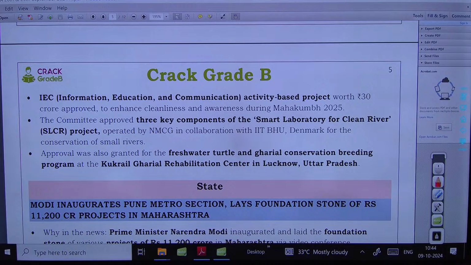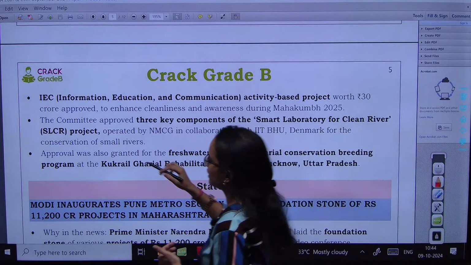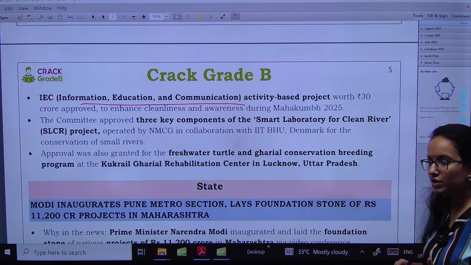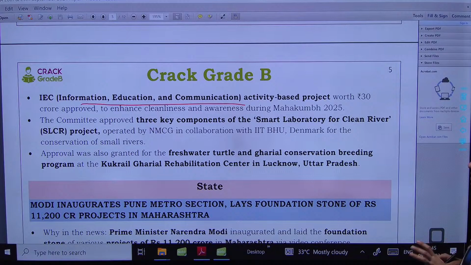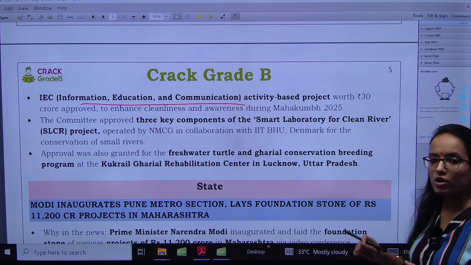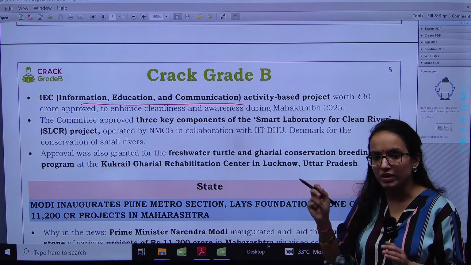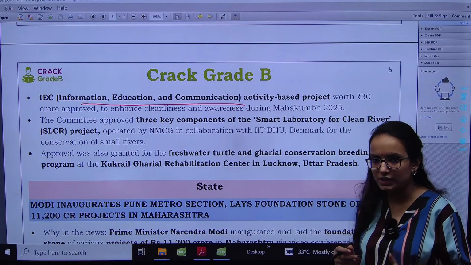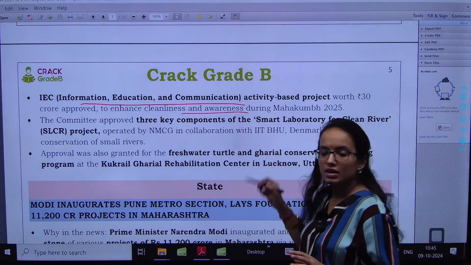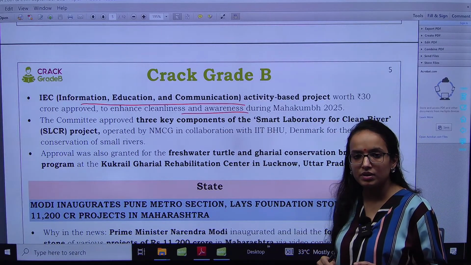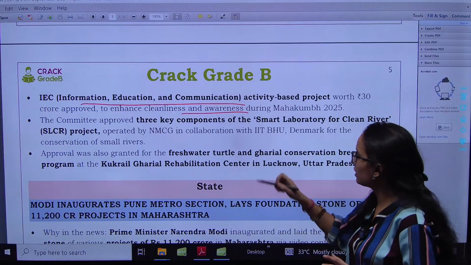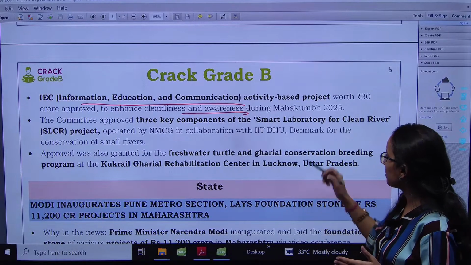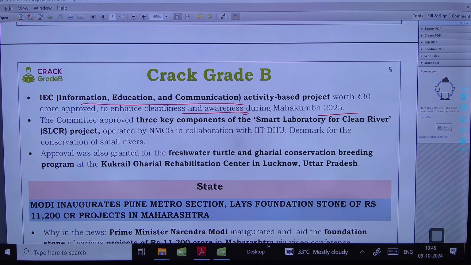So if you see a bit about these projects, the first category is information, education and communication, worth rupees 30 crore. Of course, as the name suggests, it will work towards cleanliness drives, campaigns, and awareness. So this first set will work towards enhancing the cleanliness of the river and the surrounding areas, right? And also enhancing the awareness of the people during the Mahakumbh 2025.